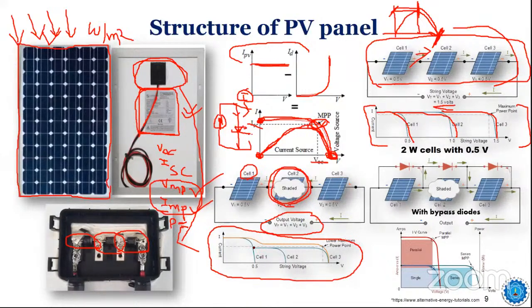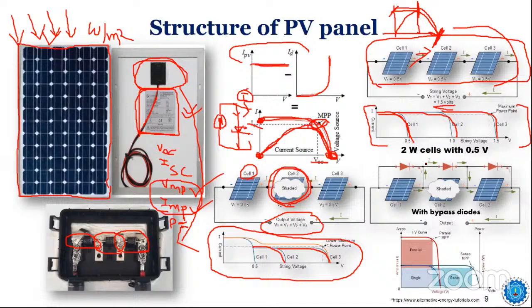You see the total output. Initially, the output was produced like this, and now due to the shading effect, the output is reduced, right? Why? Because the power output from cell 1 and cell 3 is dissipated over cell 2. Now the thing is how to avoid this.